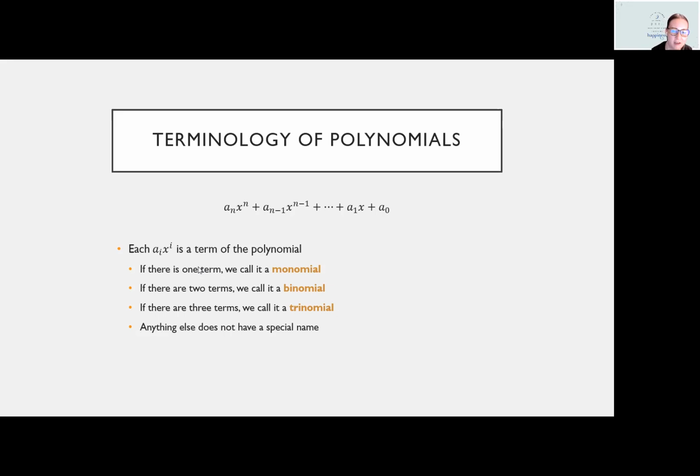And then anything that has more than 3 terms, we don't have a special name for it. It's just a polynomial. And I'm bringing this up because when we're going to be doing these special products, we do them specifically with binomials. We're going to be multiplying binomials together, and then the result is going to be a binomial or a trinomial.